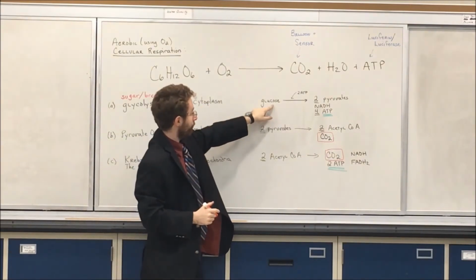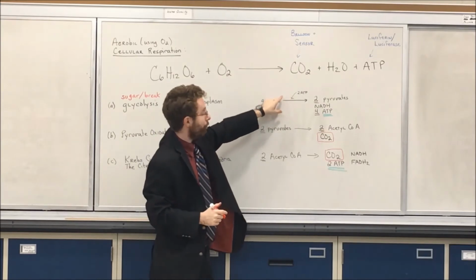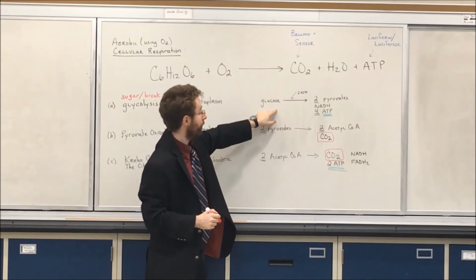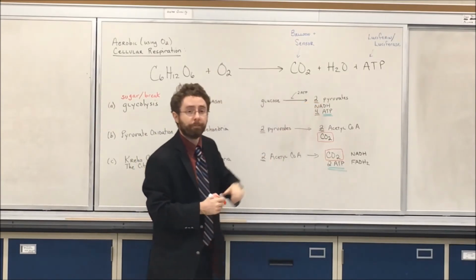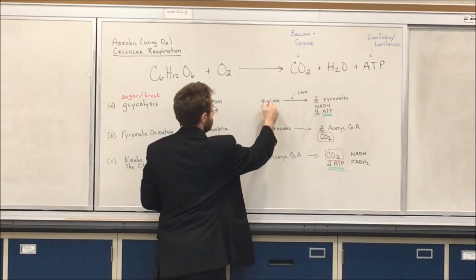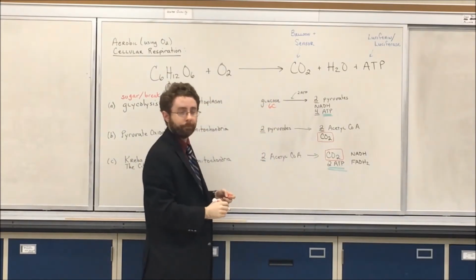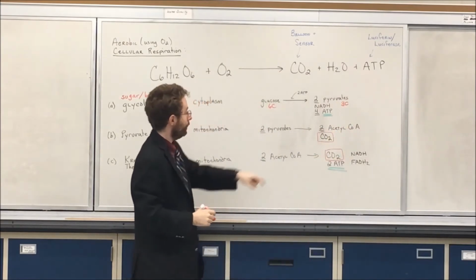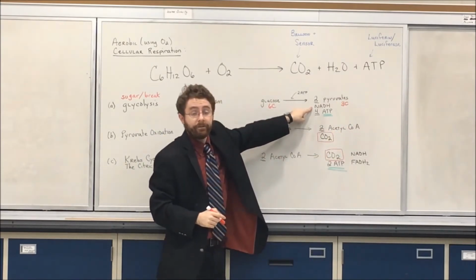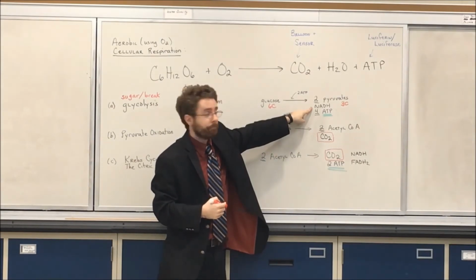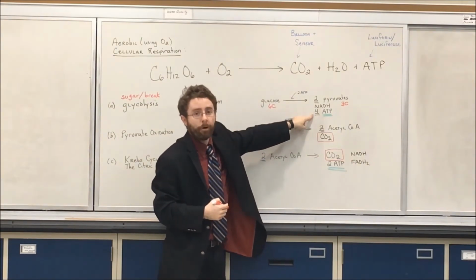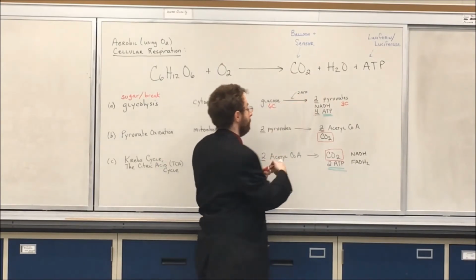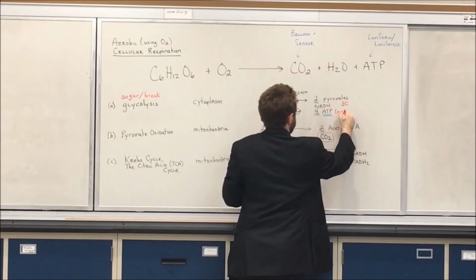So here we have glucose, and we use 2 molecules of ATP to break glucose into 2 molecules of pyruvate. Glucose is a 6-carbon sugar, and pyruvate is a 3-carbon molecule. We also generate NADH, an electron carrier, and we make 4 ATP molecules. But because I use 2 of them, my net is going to be 2.